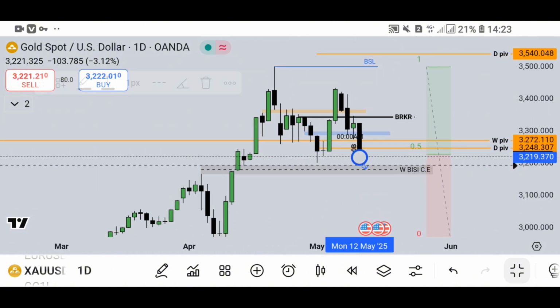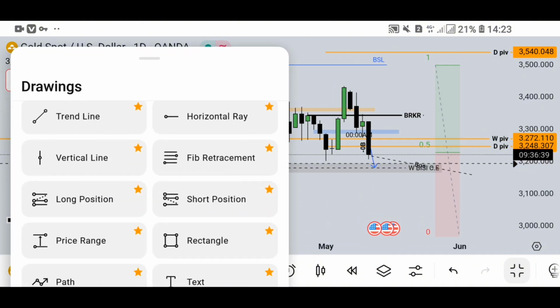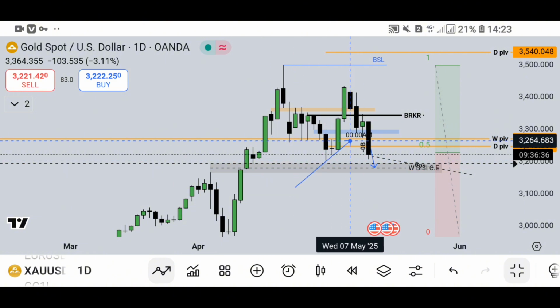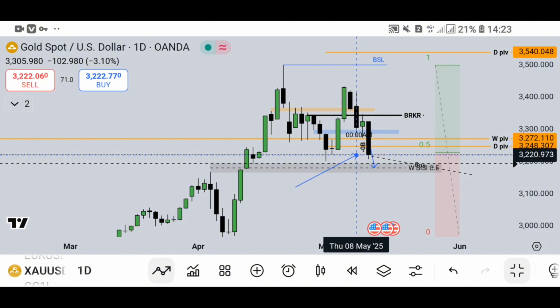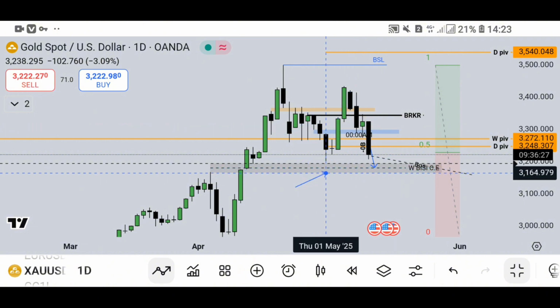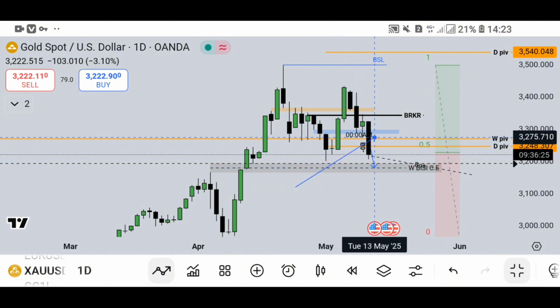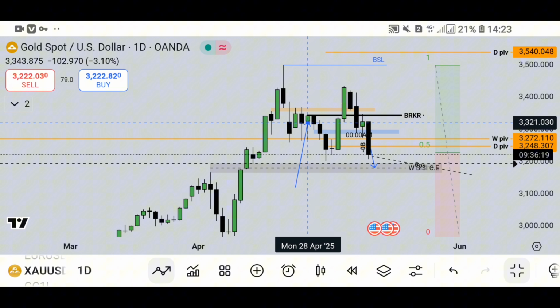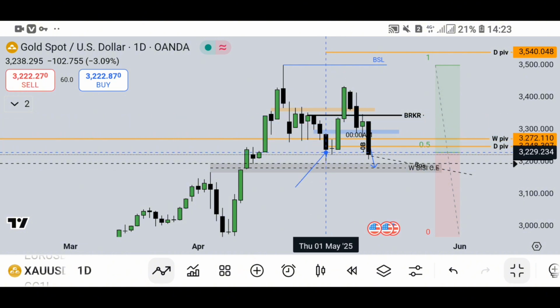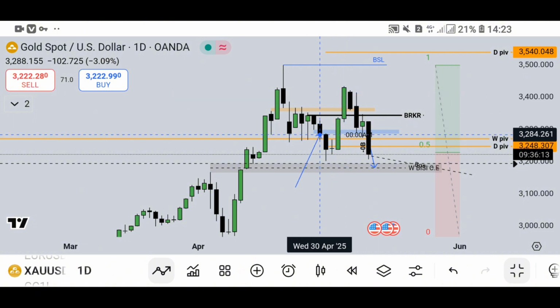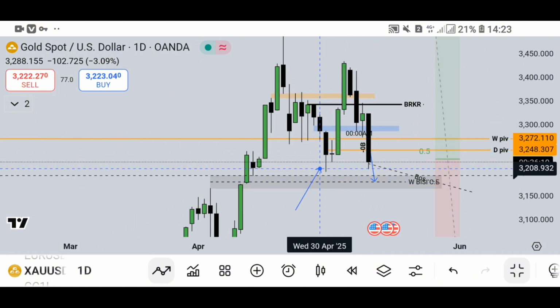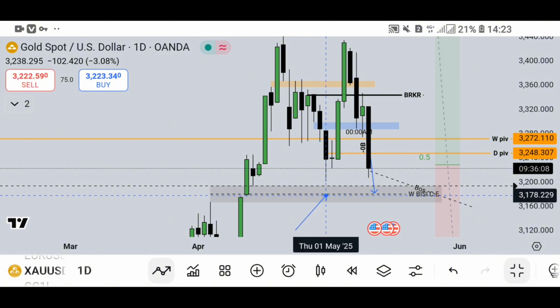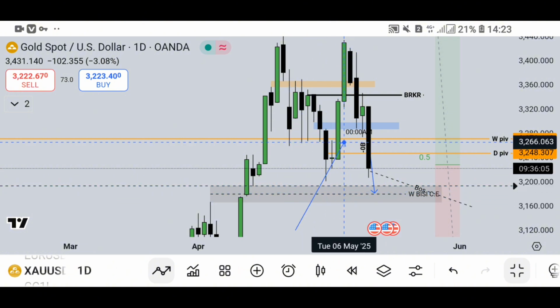So for last week, don't mind the messy chart. It's because the lower time frame annotations are all added onto here, right? But later on I will clear my chart to be clean because I don't want to confuse myself. So guys, you can see this was the last week candle price action, and I was expecting it to go to the weekly BC. I mean, you can just go and watch that video.